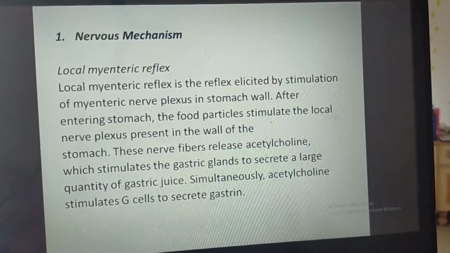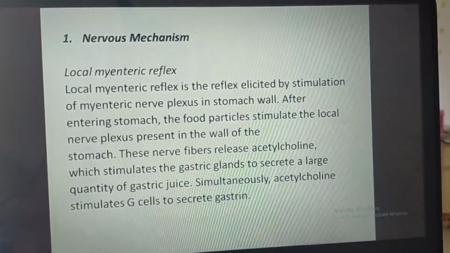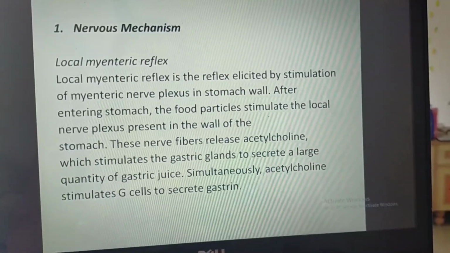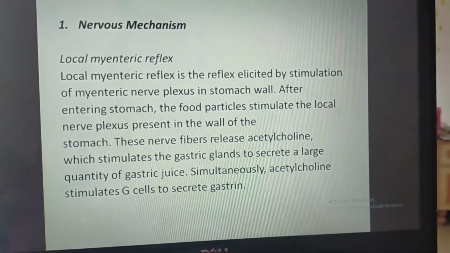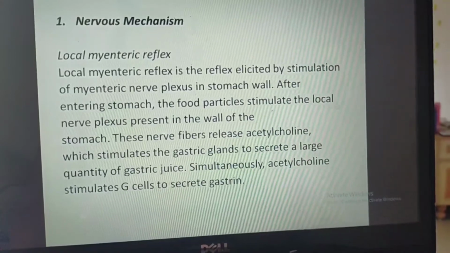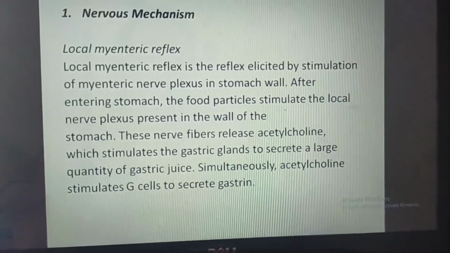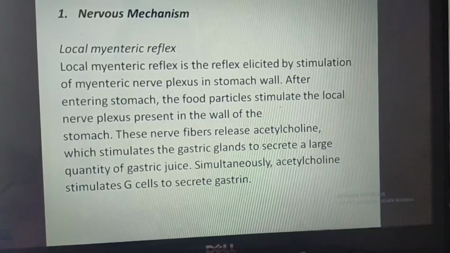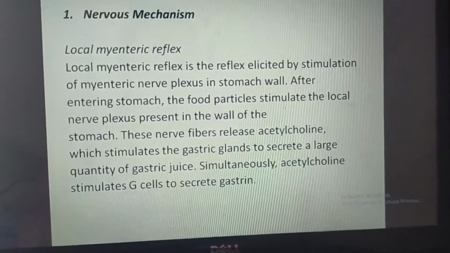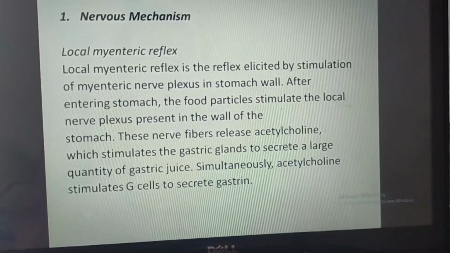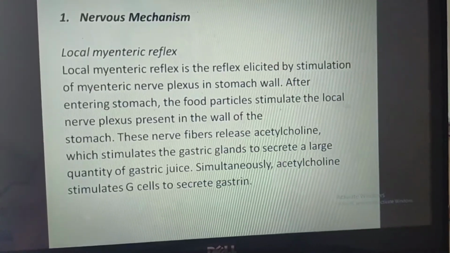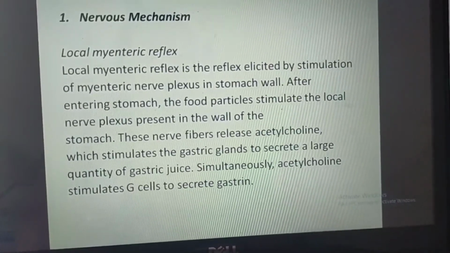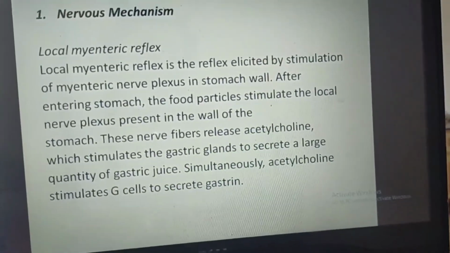Nervous mechanism. Local myenteric reflex. Local myenteric reflex is a reflex elicited by the stimulation of the myenteric nerve plexus in the stomach wall. After entering the stomach, the food particles stimulate the local nerve plexus present in the wall of the stomach. These nerve fibers release acetylcholine, which stimulates the gastric glands to secrete a large quantity of gastric juice. Simultaneously, acetylcholine stimulates G cells to secrete gastrin.